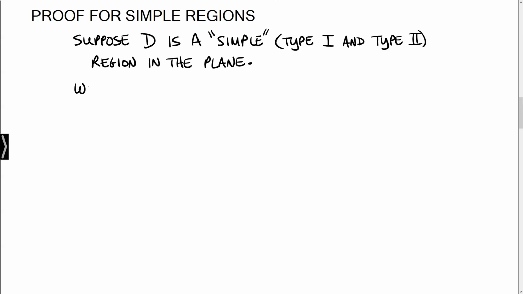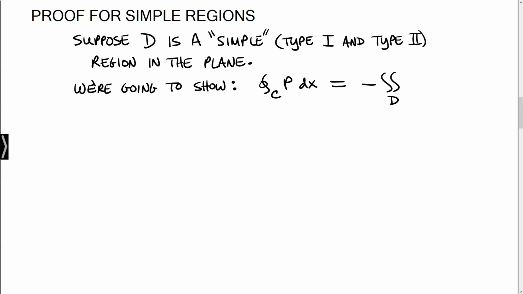So we're going to show that the integral of P dx is equal to minus the double integral over D of the partial of P with respect to y dA. Okay, and then what's going to happen is the integral of Q dy then will be the double integral of partial Q with respect to x. And so when you add them together, you get that. But for now, let's just look at this piece. We're just going to show this is equal to this.